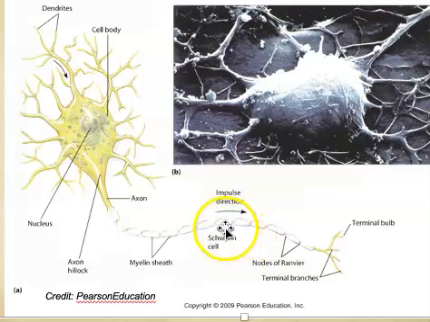So they're showing us that there are individual Schwann cells that are secreting myelin at each of these discrete locations along the length of this neuron.